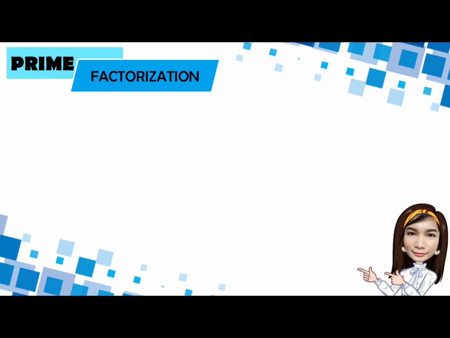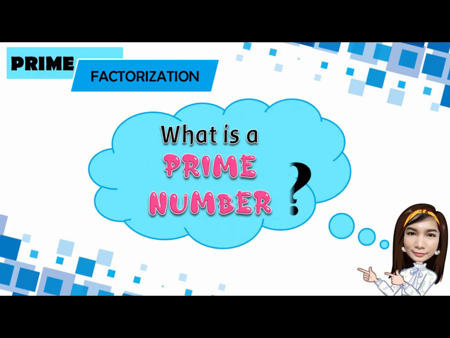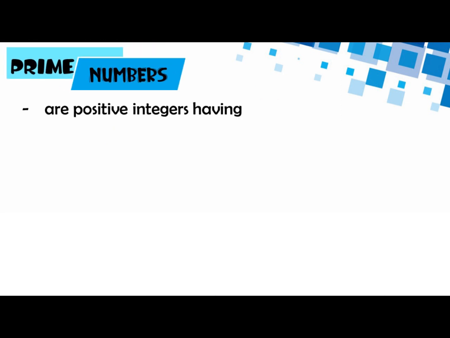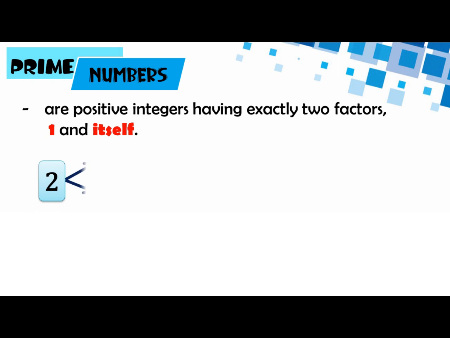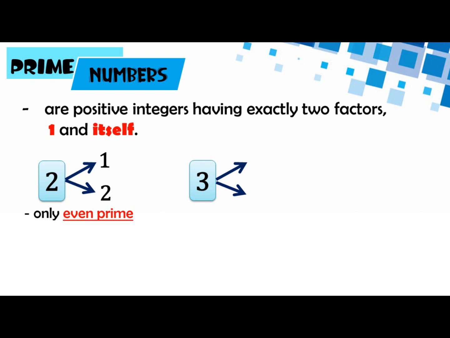The next question is, what is a prime number? Prime numbers are positive integers having exactly two factors, 1 and itself. So those are numbers greater than 1. So let's have 2. 2 can be factored by 1 times 2. And 2 is the only even prime. Next we have 3. 3 can be factored by 1 and itself 3. 3 is a prime number.